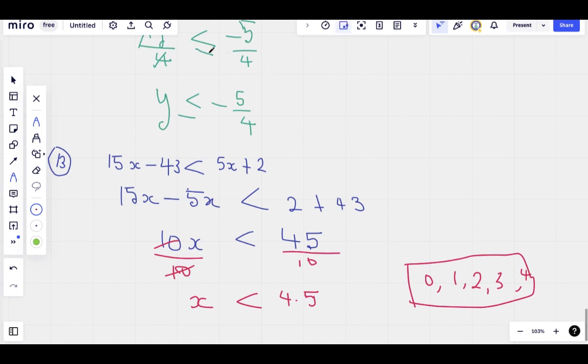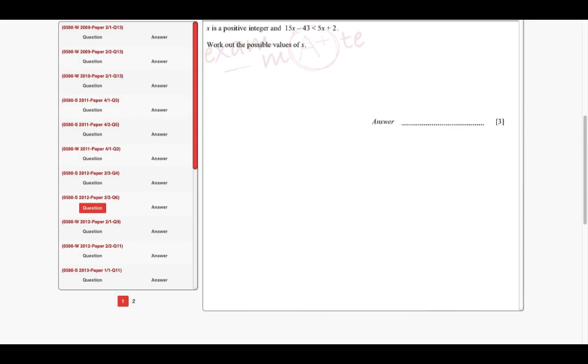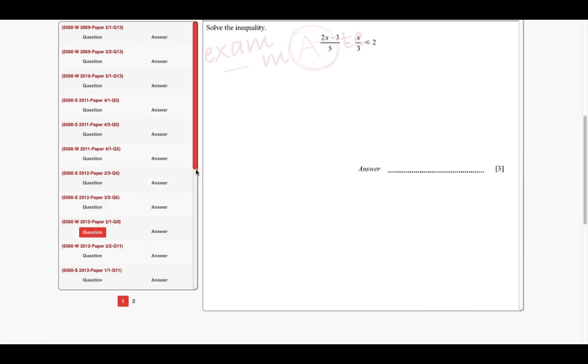Let's take another question, as many as we can. Okay, I like this one. This is a fractional one. We've solved a similar one like this previously from Save My Exams. Now let's take a look at this question from here.